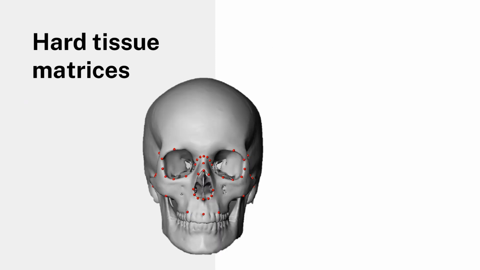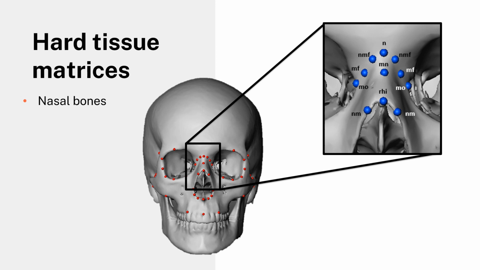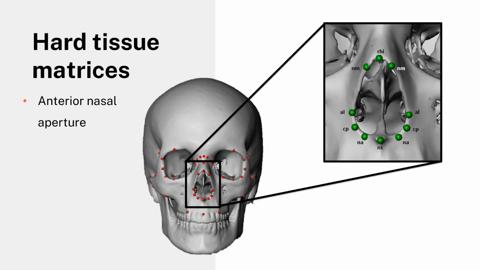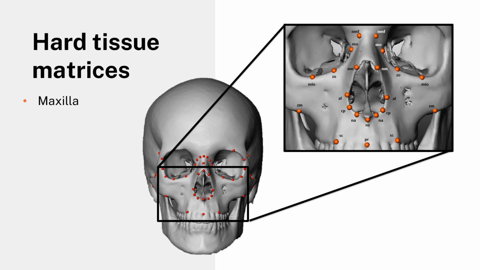The hard tissue region of interest was indicated on the skeletal surface. The mid-facial matrix consisted of 43 craniometric landmarks that were then further divided into the orbits, the nasal bones, the anterior nasal aperture, the left and right zygoma, and the maxillae.